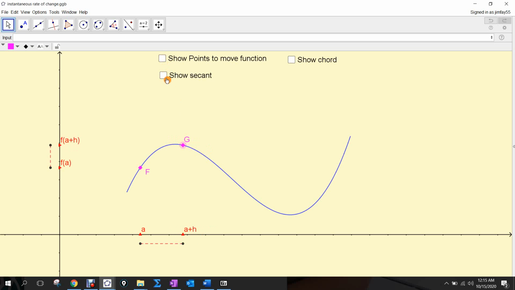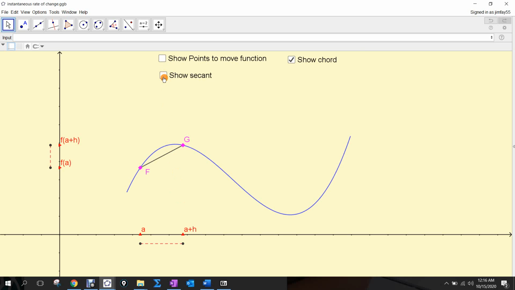So if I show you what we call our secant line, or if I show you just the chord, what we're trying to do here is figure out the average rate of change from F to G. The average rate of change from F to G is that distance, which is the vertical distance between F and G, divided by this distance, which is the horizontal distance between F and G, and that's the average rate of change. Now, how does that help us in calculus?